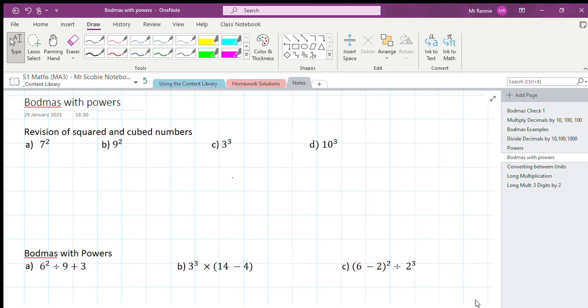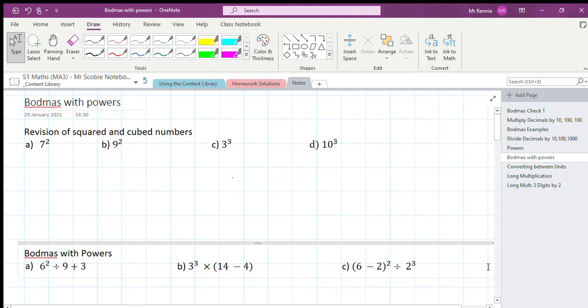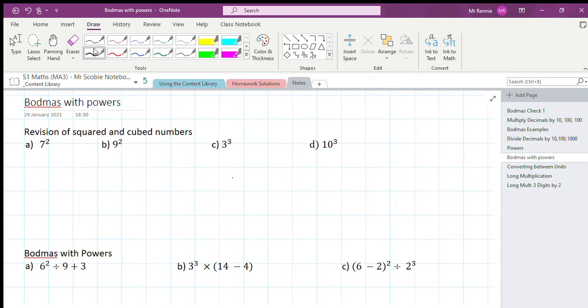So we're going to look at these questions first of all as just a bit of revision, so please pause the video, copy down the first 4 questions you see on your screen, and then try them if you feel confident. If not, we'll go over them just now, to remind yourself. So it's going to be important for us to remember what squared and cubed numbers are.